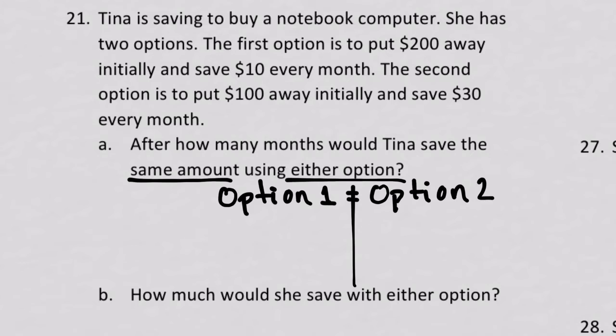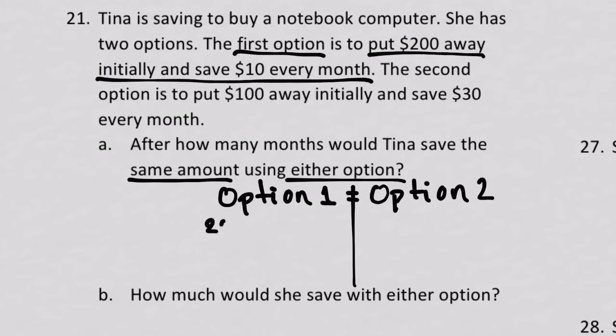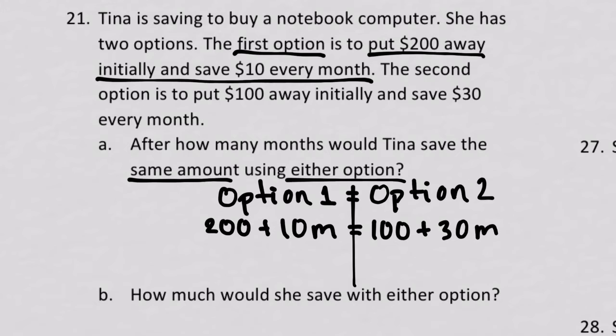Now here's the hint. The first option, option 1, is to put 200 away and then save 10 per month. So option 1 is going to look like this: 200 initially plus 10 per month times m equals option 2, 100 away initially plus 30 per month. There's the equation that we need to solve. So the question is, how many months would it take? Let's solve it.